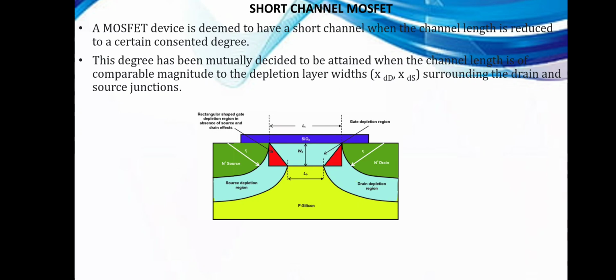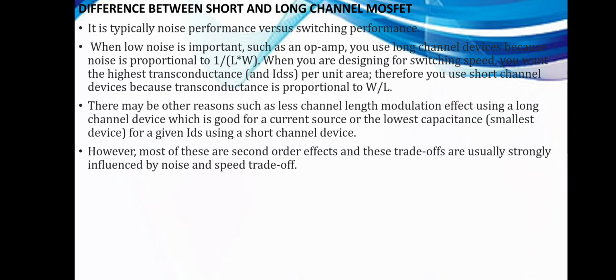In this slide we introduce the diagrammatic representation of the short channel MOSFET. We have to notice XD and XS. XS means the source distance. XD means the drain distance, surrounding the drain and source junction.